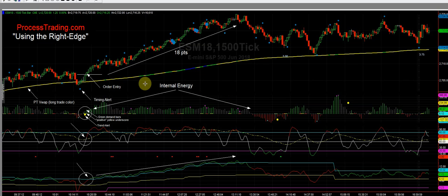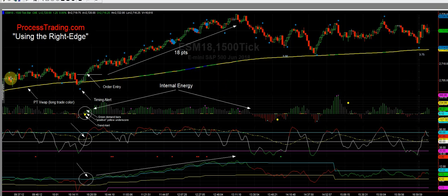where both the process trading trend trading system and the discretionary indicators all agree. You take the one trade and it's good for 18 points. You don't need to trade anymore. So let's see exactly how that trade was so easily pinpointed with accuracy and high probability and low risk using the right edge trading system and the trade management system of ProcessTrading.com.